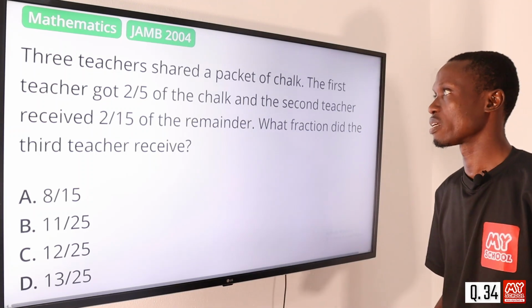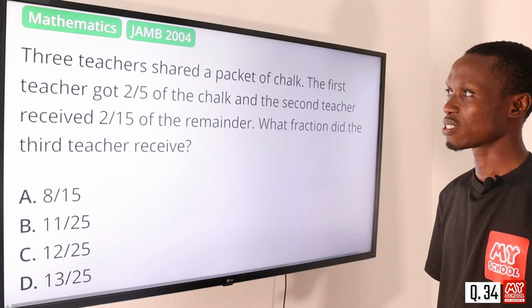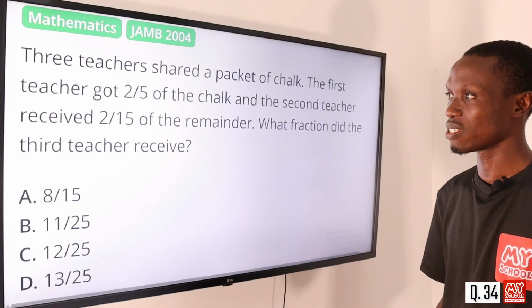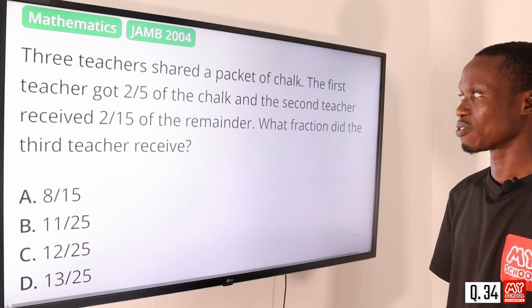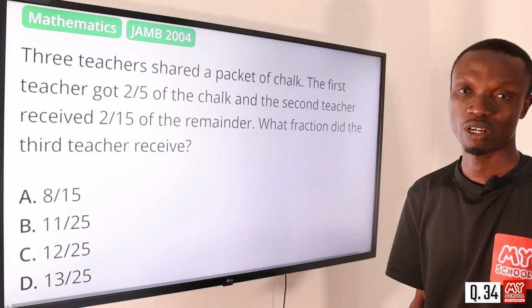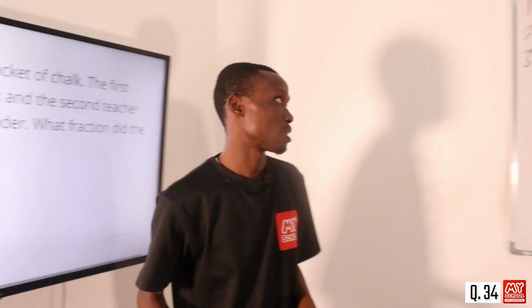Question 34. 3 teachers shared a packet of chalk. The first teacher got 2/5 of the chalk, and the second teacher received 2/15 of the remainder. What fraction did the third teacher receive? So let's move over to the board to provide an answer to this question.